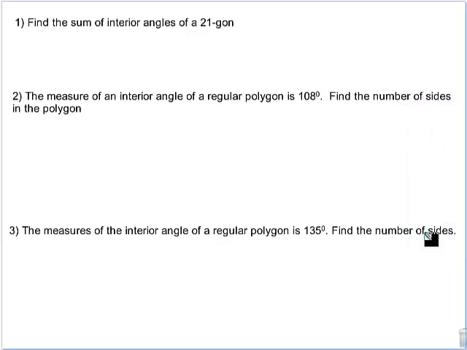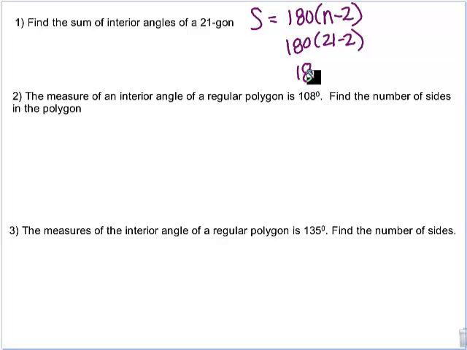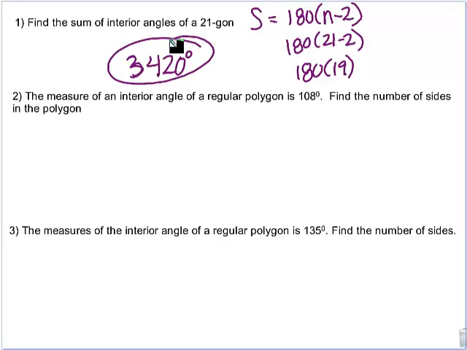Find the sum of the interior angles of a 21-gon. So we're going to use our sum formula. So sum is equal to 180 times n minus 2. Okay, so we have 180 times 21 minus 2. Well, what's 21 minus 2? Let's try 19. So 180 times 19, what does that give us? 3,420. So the sum of the interior angles of a 21-gon is 3,420.